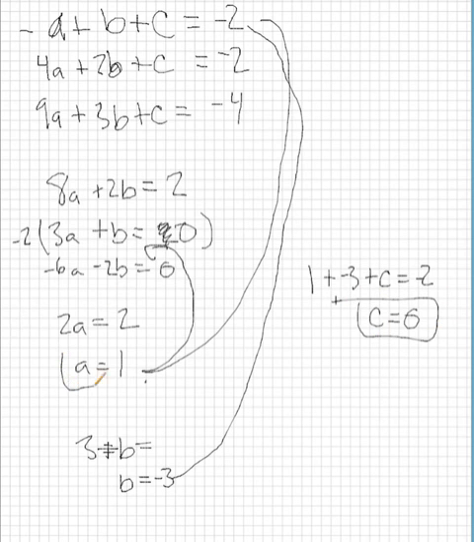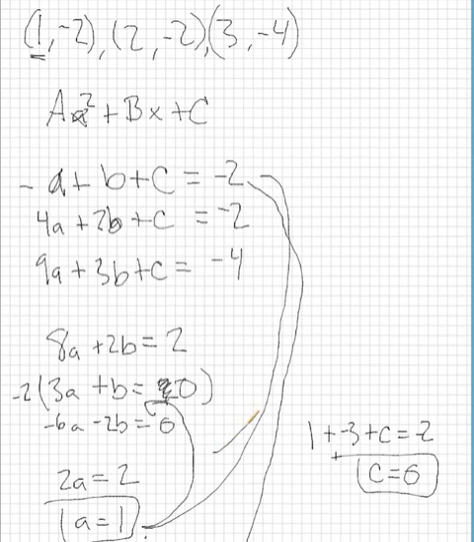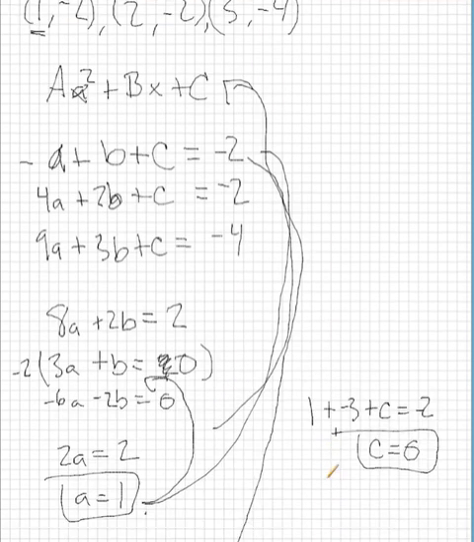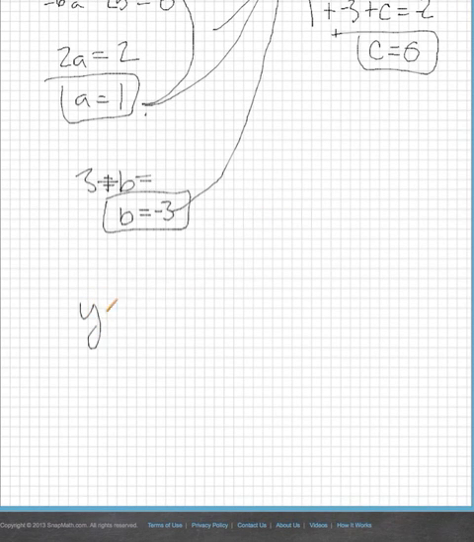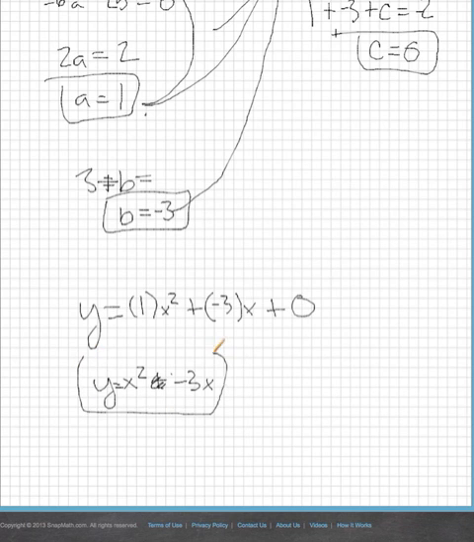So we have our 3 answers, a, b, and c. Now what we need to do is plug those back into this right here. And what we're going to get is y equals, we put our a where a is, so it's 1x squared, plus our b, which is -3x, plus our c, which is 0. So if we rewrite it, it's going to be x squared plus, I'm sorry, not plus, -3x. And that would be our answer.